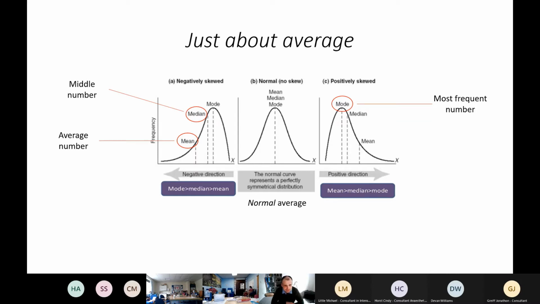In reality, data is rarely that clean, especially in medicine. On the left-hand side, you see what they call negatively skewed, on the right-hand side, positively skewed. The fundamental difference is that the mode, median, and mean are not all on the same line. So the middle box we call parametric data, the others would be non-parametric.